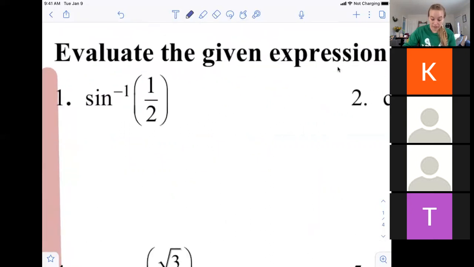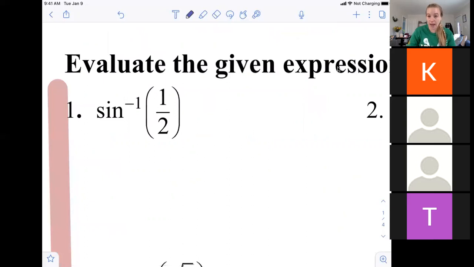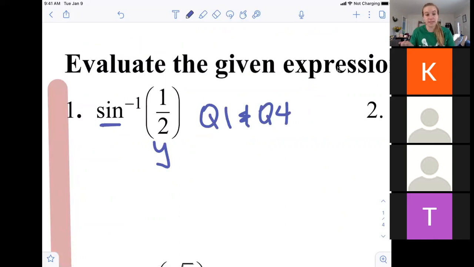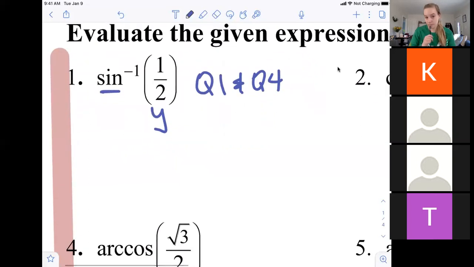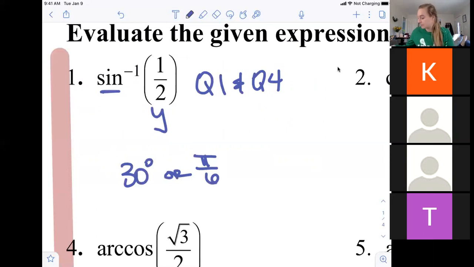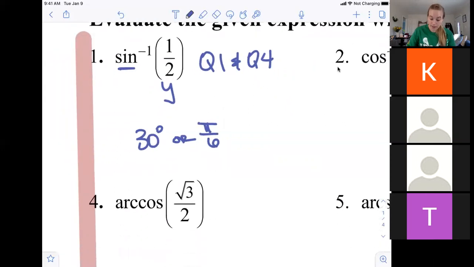So all we're doing is we're going to go find these. If it says inverse sine of 1/2, sine we know is my y value. And if it's inverse sine, I'm only looking in quadrants 1 and 4. So I'm going to go to my unit circle and see, okay, where in quadrants 1 and 4 is there a positive 1/2 for my y? I believe the only place that is, is at 30 degrees or pi over 6. Any questions? Okay.